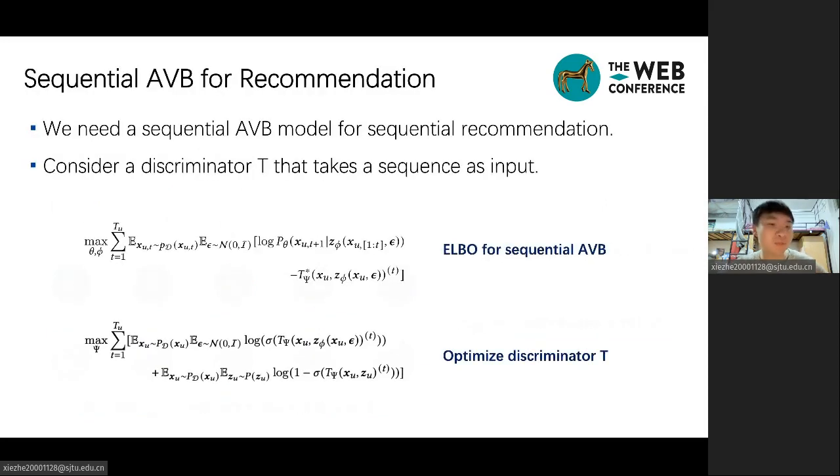For the sequential AVB model, we need to obtain the evidence lower bound for a whole sequence. Since the likelihood term can be factorized over different time steps, we can sum them up to get the log likelihood like this. And T is defined as a discriminator, which takes a whole sequence as input and outputs a sequence with the same length, so we can also sum them up. So that is the evidence lower bound for sequential AVB. And the next term is the objective function for the discriminator T. And that is the sequential AVB model for recommendation.